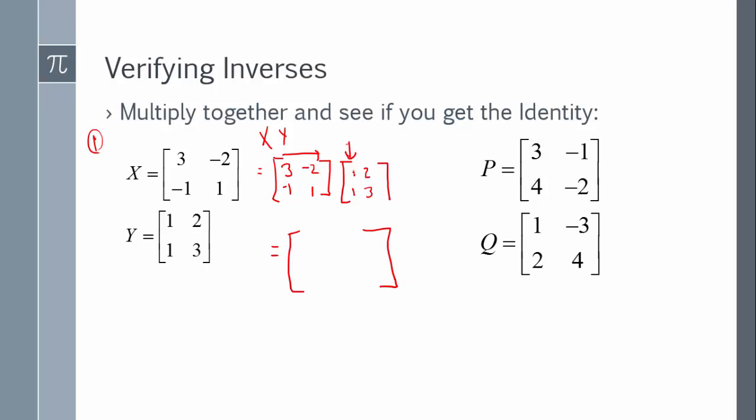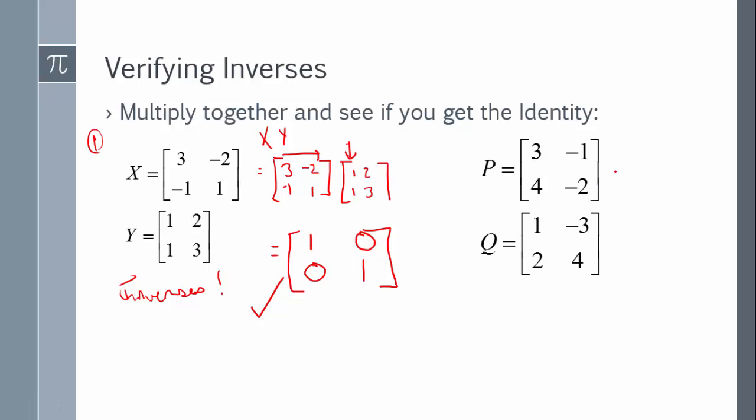So we've got 3 times 1 is 3. Negative 2 times 1 is negative 2. That's 1. Negative 1 times 1 is negative 1. Positive 1 times 1 is positive 1. That adds to 0. So far, so good. 3 times 2 is 6. Negative 2 times 3 is negative 6. That also adds to 0. Negative 1 times 2 is negative 2. 1 times 3 is 1. This does check out. These are inverses of each other because, indeed, we get the identity.